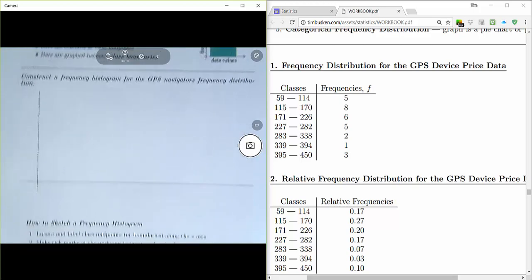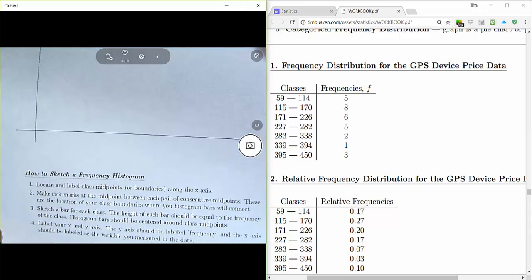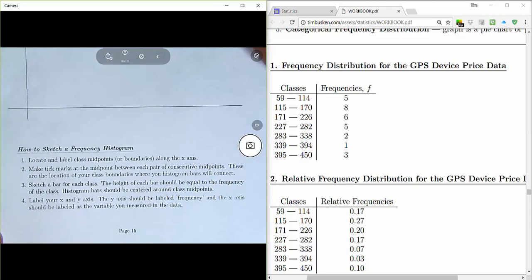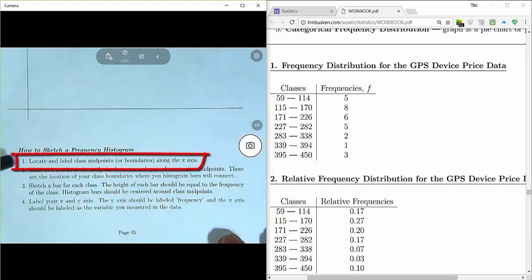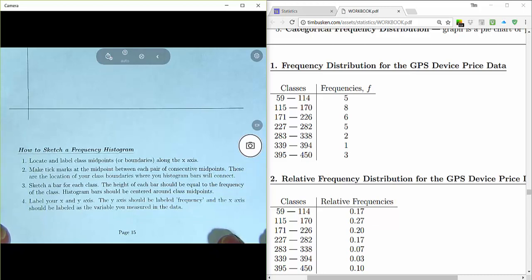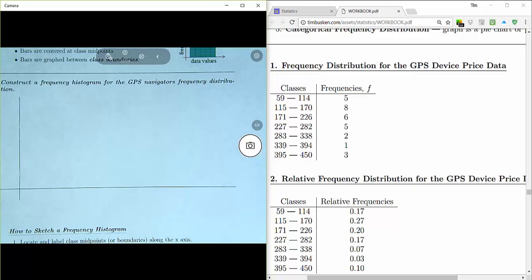So to sketch a frequency histogram for the GPS device price data, it's fairly simple. I'm going to use these 4 steps here. On step 1, I want to locate and label class midpoints along the x-axis. You could begin by locating boundaries, but I'm going to just go ahead and locate midpoints. So we probably ought to go get midpoints. Let's do that now.